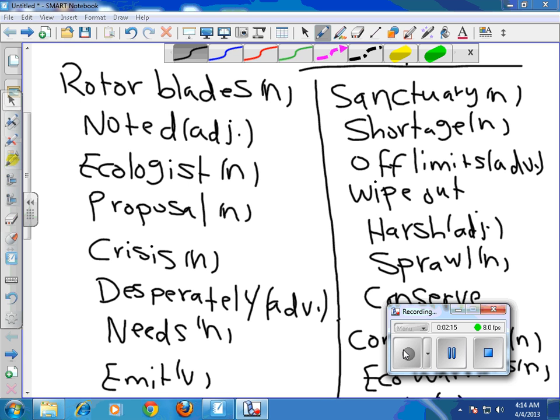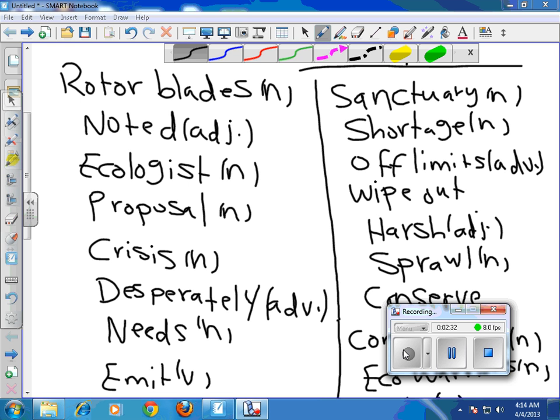The second word is noted. Noted means important or famous. Okay, like when I say this man is noted in the society, he's important or famous in the society.